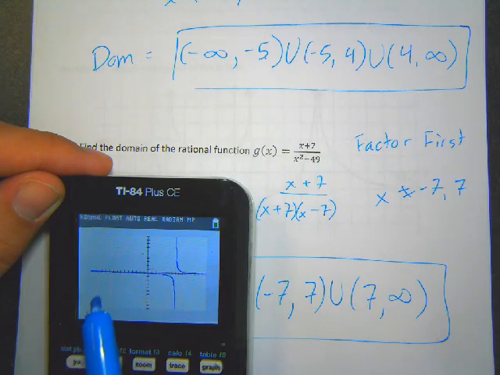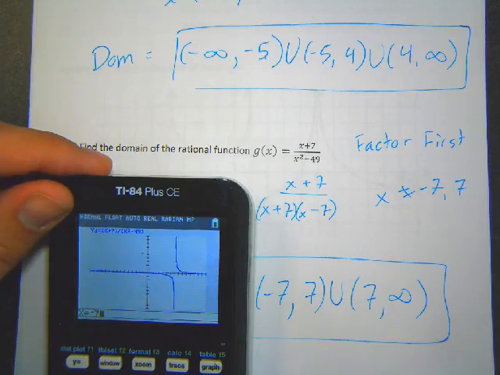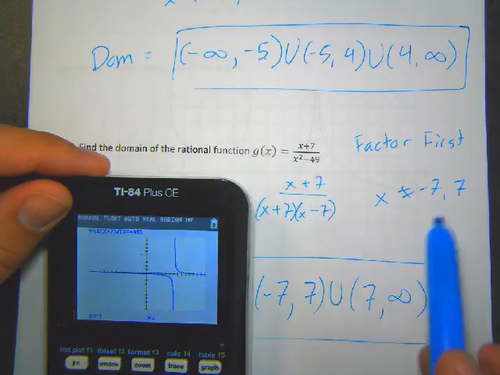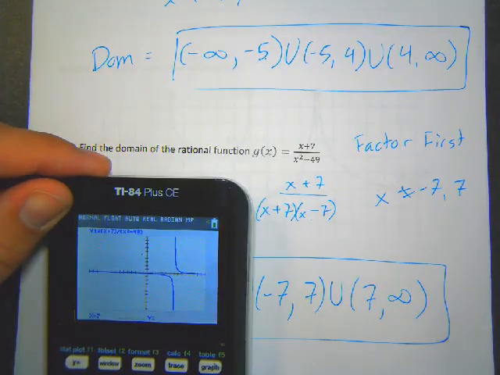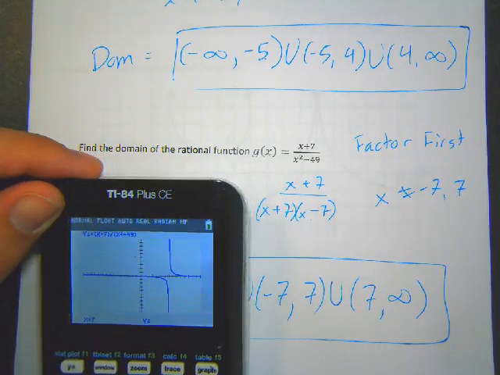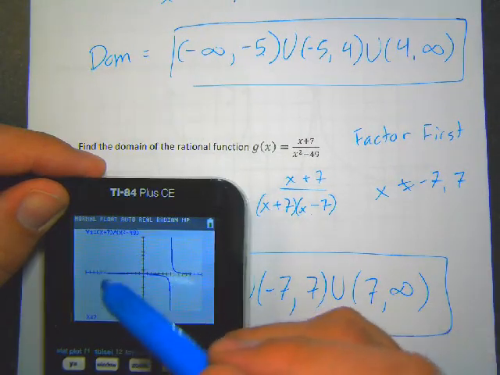Instead, at -7, it's just going to have a little hole, kind of a blip. In fact, if you hit the trace key and you type in -7, you'll see it doesn't have any value, right? It doesn't give a y value because you're not allowed to use -7. Same thing, you type in +7, you get no value. So why did it freak out at +7 but just have a little blip at -7?